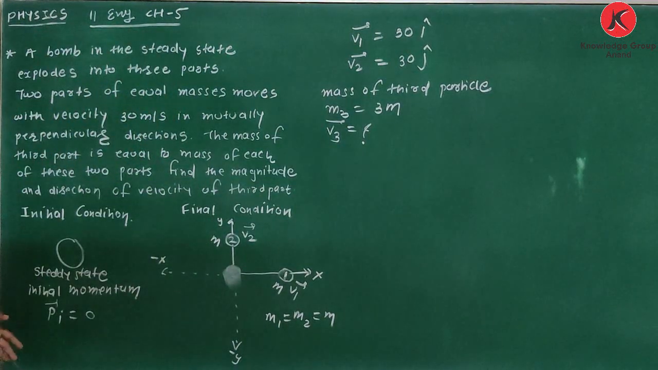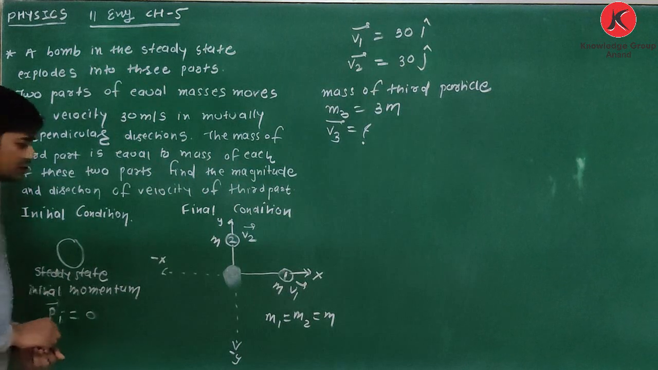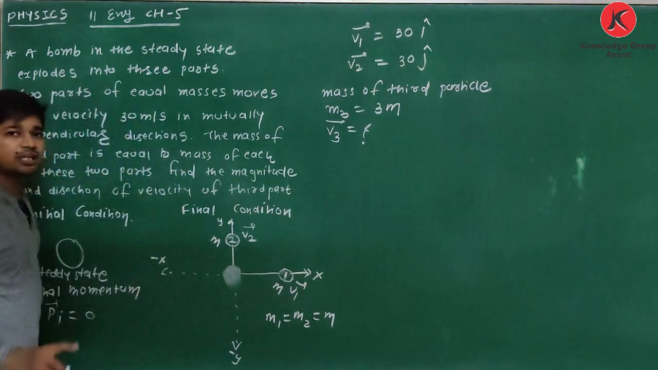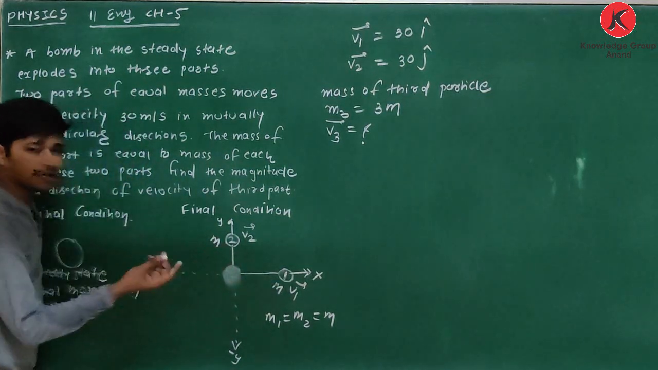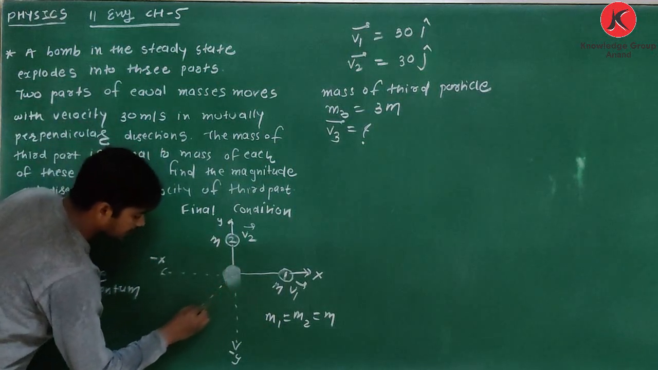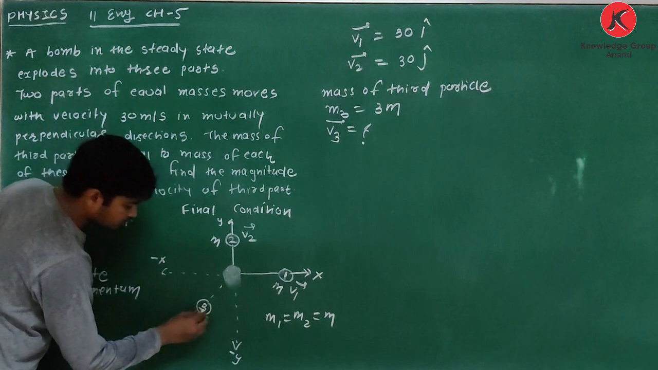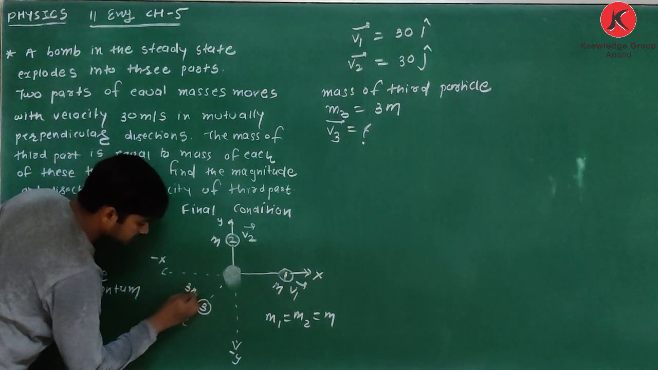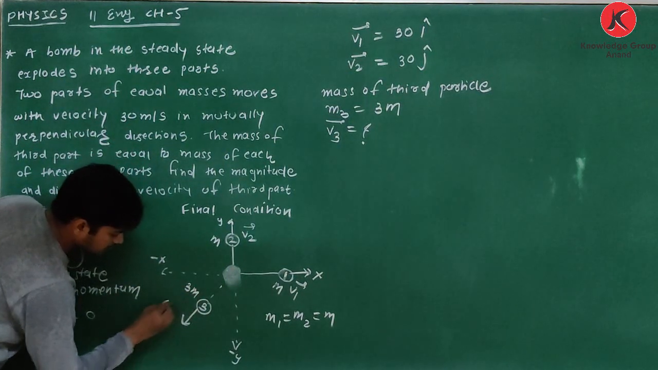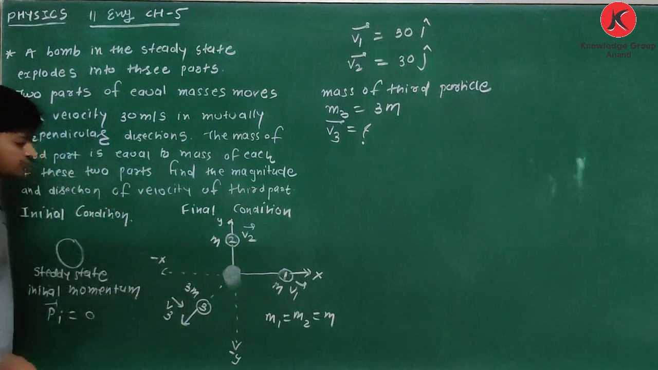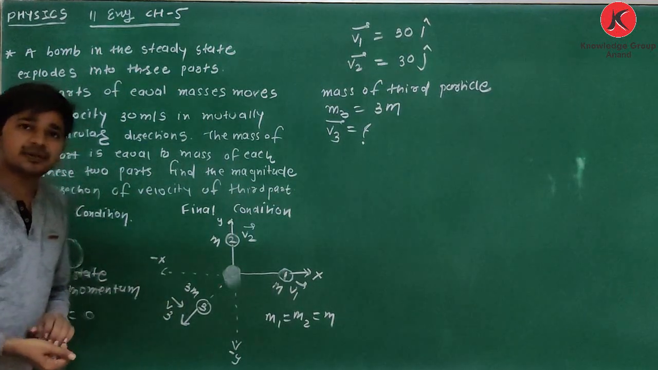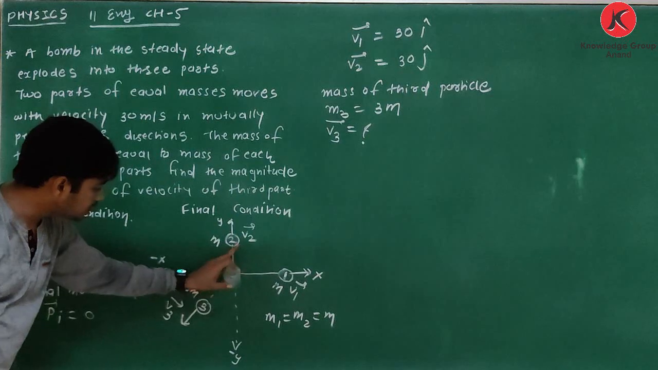Now see, in initial condition, we have a stationary bomb, so initial momentum is 0. In final condition, this bomb explodes in three parts, first part, second part, and third part. Let the third part move in this direction. Suppose the third part is moving in this direction, having mass 3m, with velocity v3. Then in final condition we have three parts.